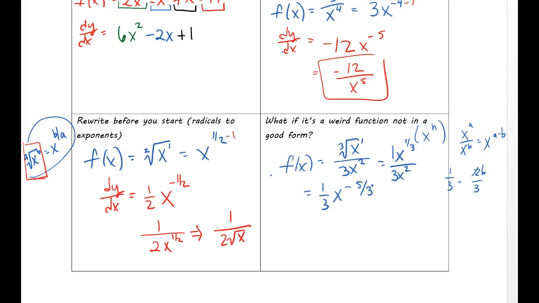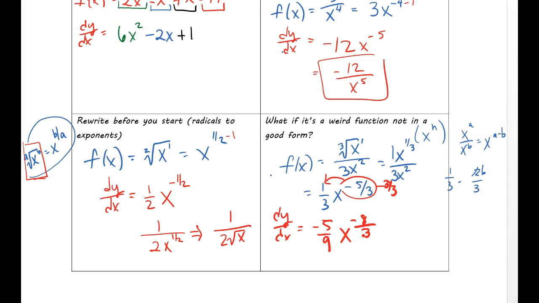And now that I've done all this work to rewrite it, now I'm ready to do the derivative, okay? So I take my exponent and I move it to the front. So I'm going to be doing 1/3 times negative 5/3. And when I multiply those, remember fraction is just top times top, bottom times bottom. So negative 5 over 9. And then x to the, now what? Now I take this and subtract 1 from it. So subtracting 1 is the same thing as subtracting 3 over 3. So negative 5 minus 3 is negative 8 over 3.